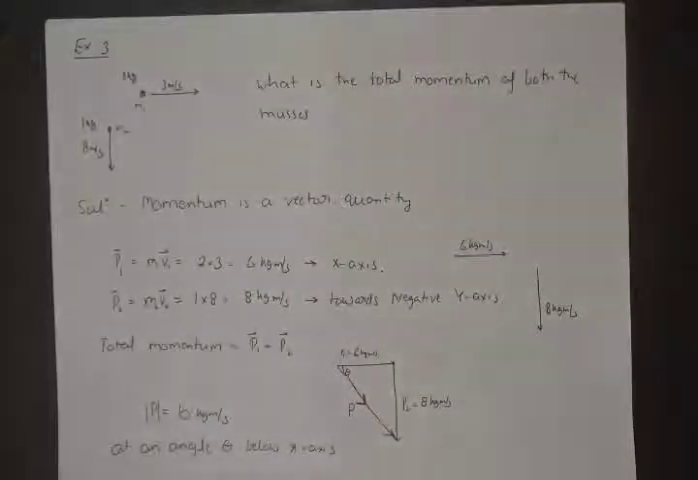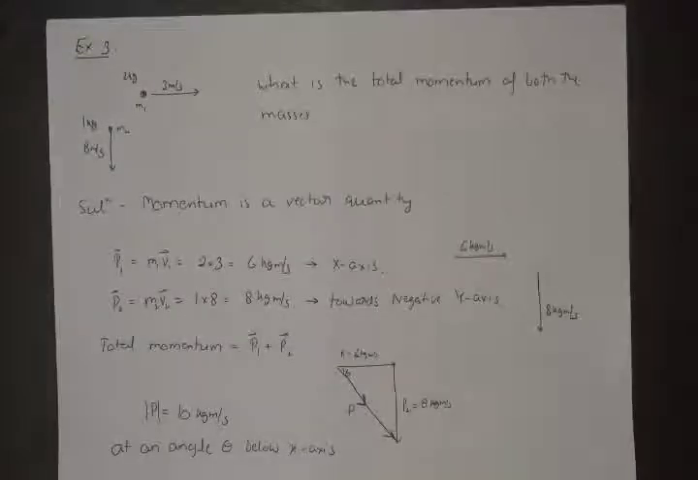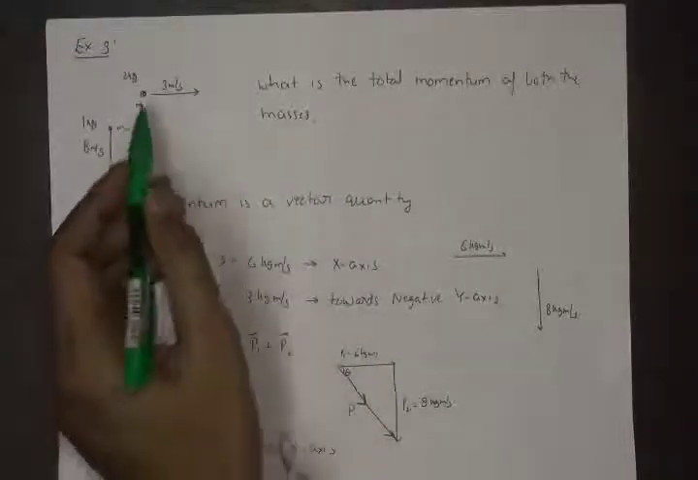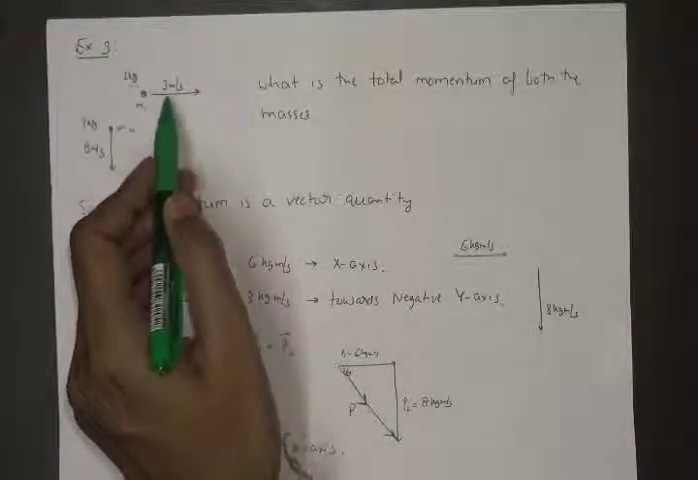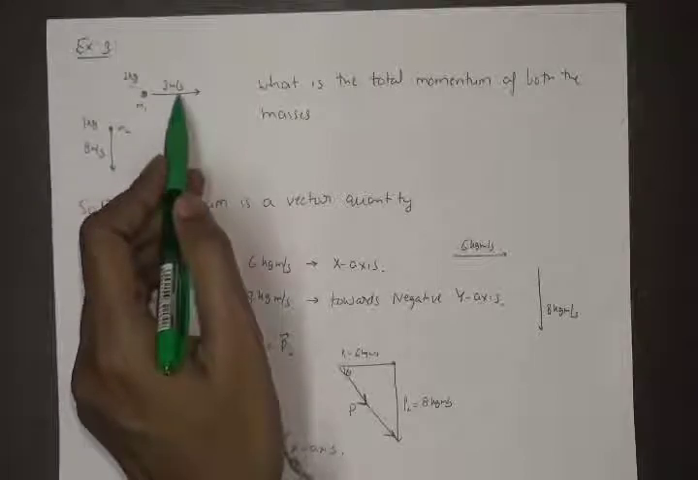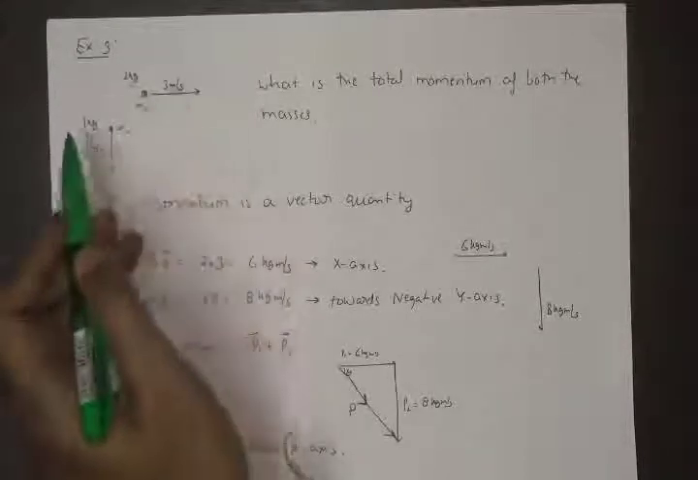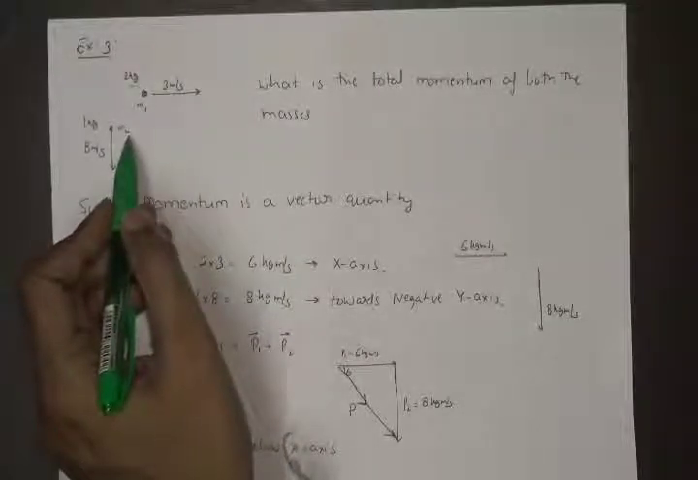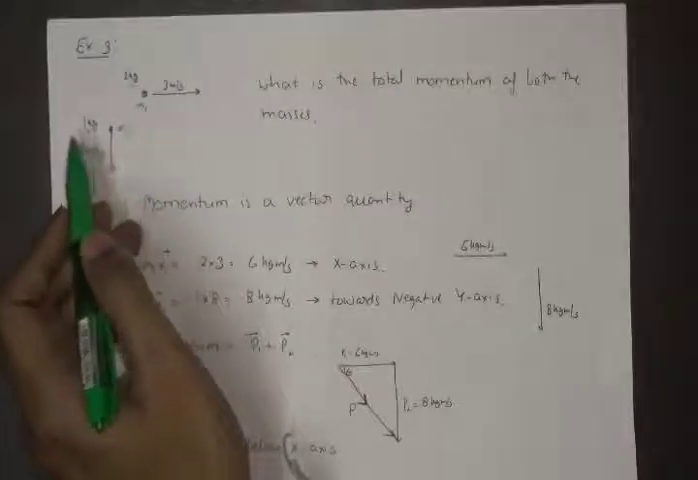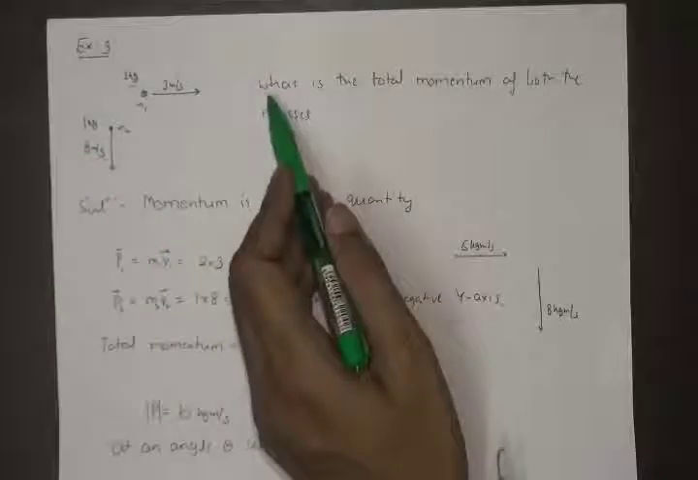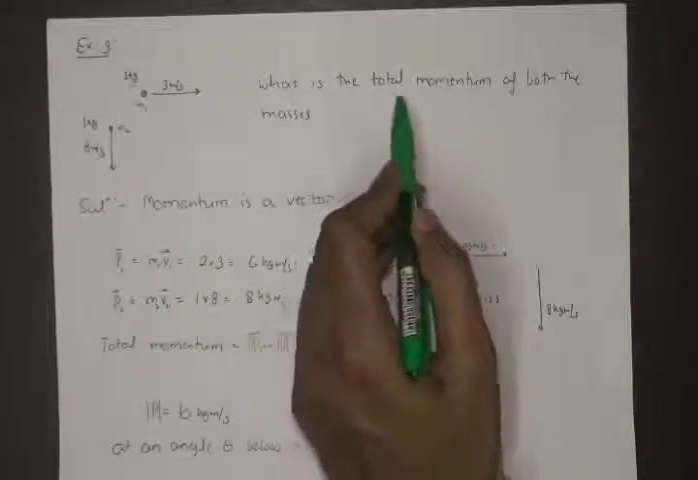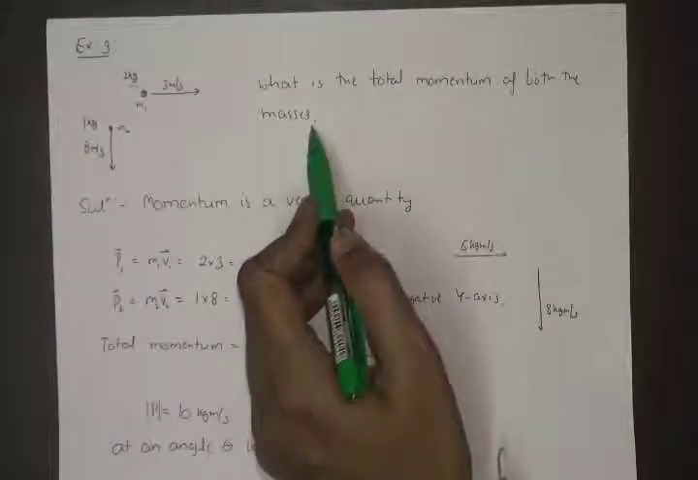Next example we will discuss. Let us say there are two masses, m1 equal to 2 kg, which is moving with a speed of 3 meters per second in this direction, and another mass m2 of 1 kg, which is moving with a speed of 8 meters per second in this direction. The question is, what is the total momentum of both the masses?